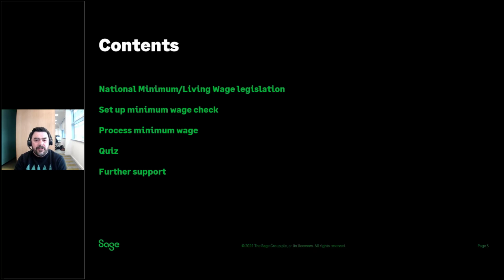So we're going to begin with a very brief introduction to national minimum and living wage legislation, confirming the current minimum wage rates and also providing some information on where you can find further support with the legislation side of things. We're then going to demonstrate how to set up the minimum wage check in Sage 50 Payroll. So I'll be taking you through setting up the pay elements and applying that check to the relevant employees.